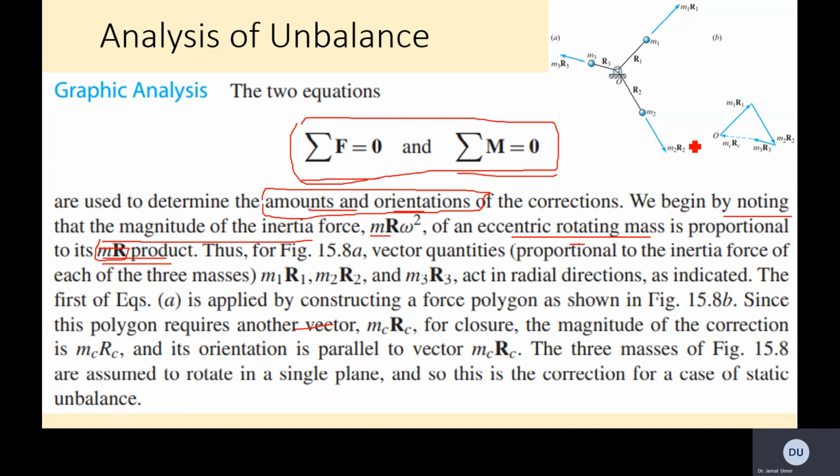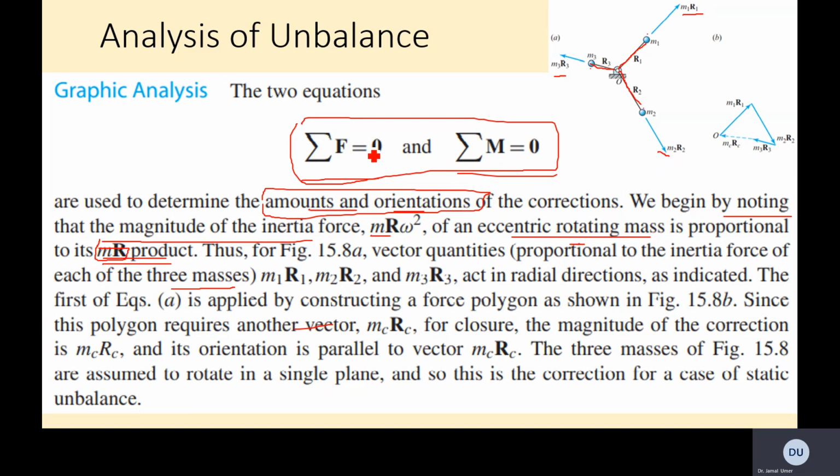Thus, in figure 1.58, the vector quantities are proportional to the inertia forces of each of the three masses: m1r1, m2r2, m3r3. For example, this is one of the systems where you have masses m1, m2, m3, and their distances are r1, r2, r3. Remember, r1 is a vector, this is the r2 vector, and this is r3. Each gives you distance and direction both. So the products are m1r1, m2r2, and m3r3.